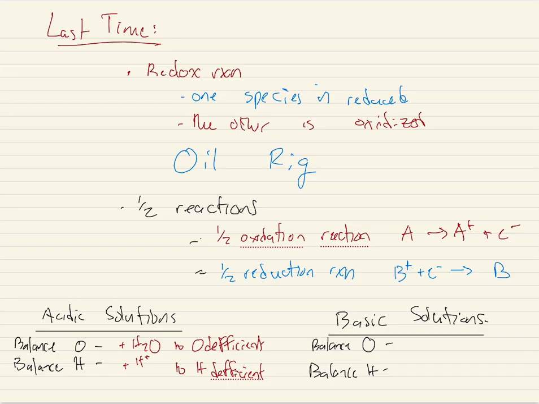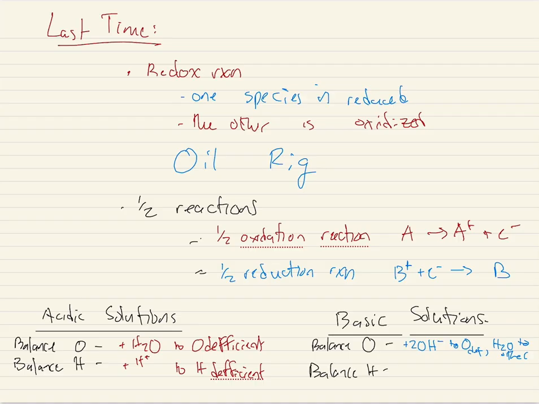You add 2 hydroxides to the oxygen deficient side, and 1 water to the side with all the oxygen, the side that you're trying to match the other side to. So you add 2 OH minus to the oxygen deficient side, and then you add H2O to the other side.